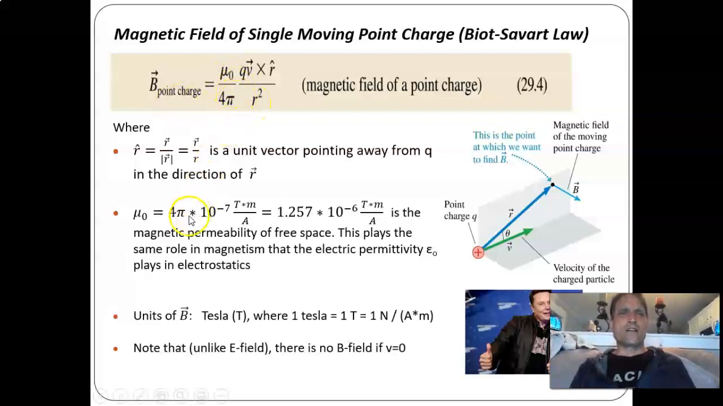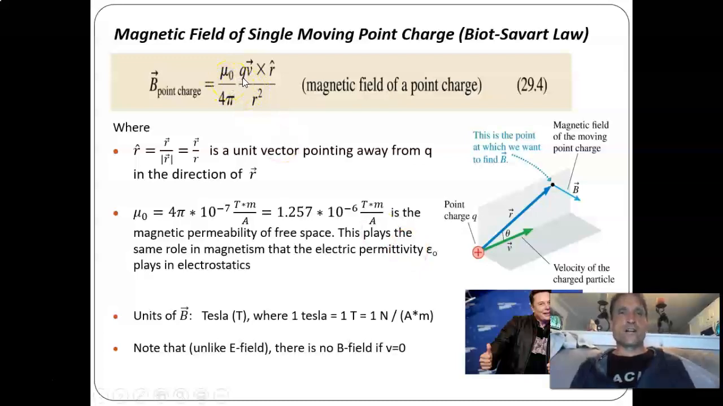whose magnitude is 4 pi times 10 to the negative 7, and we'll get into the units in a minute. That plays the role of epsilon naught. This is the magnetic permeability of free space. Epsilon naught, which was in our equations for the electric field and the electric force, is the electric permittivity of free space. So this is our analog for magnetic fields.